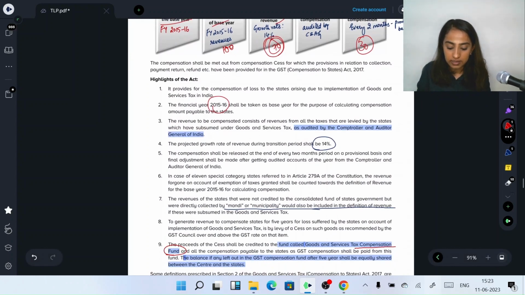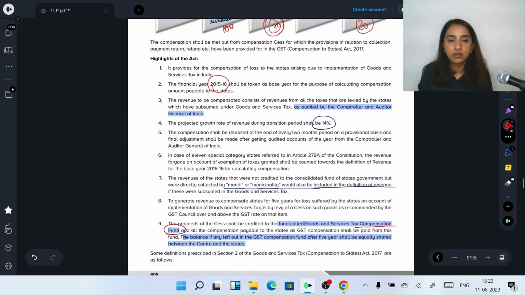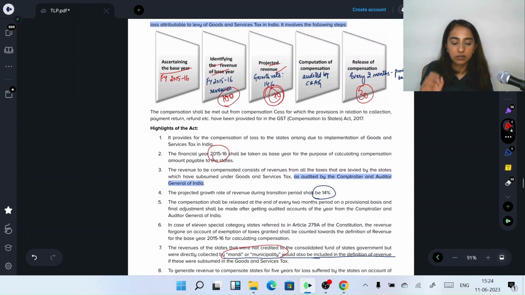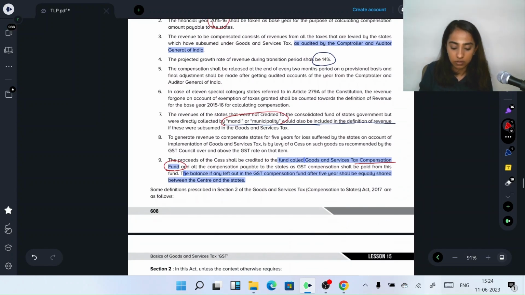Now here they're saying whatever earlier indirect taxes they had, whatever mandi and municipality taxes, these local taxes, even that will be included to calculate the earlier revenues. To calculate this 100, what I'm saying, to calculate the earlier revenues.